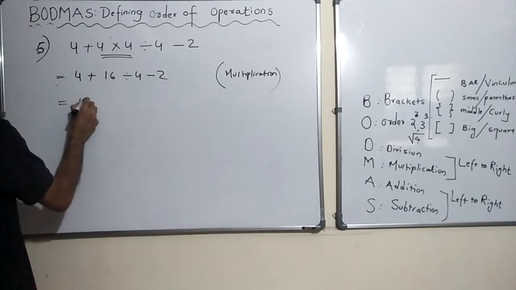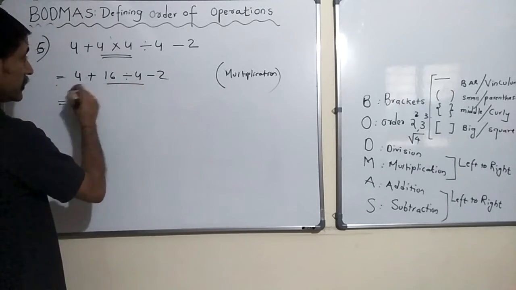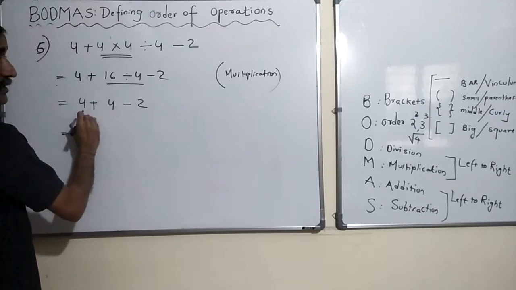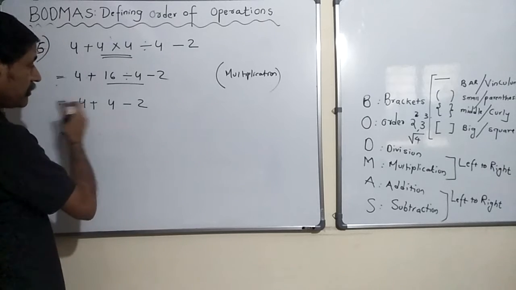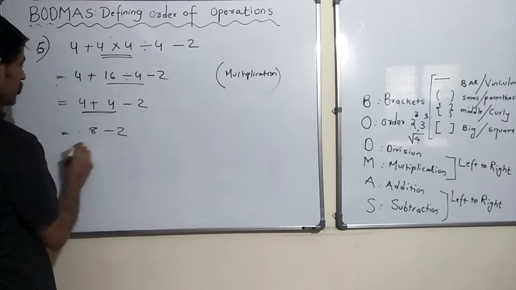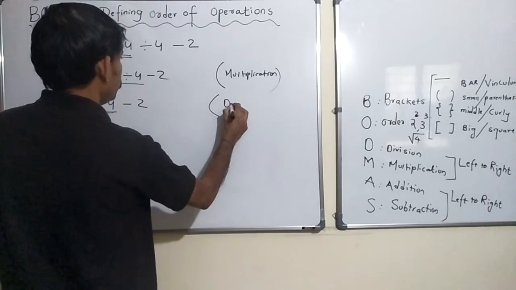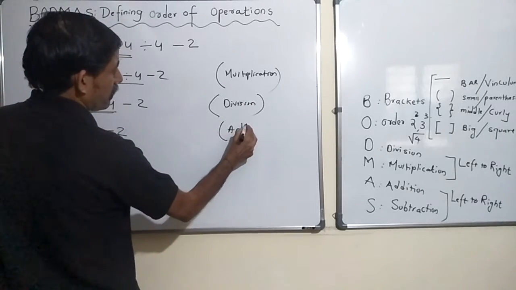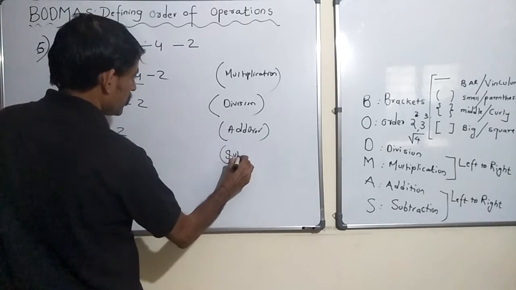Okay. Now 4 plus, I solve this because division has more priority than the others. So this becomes 4 minus 2. Addition and subtraction both have the same priority, but we follow left to right. So I go with this. 8 minus 2 is equal to 6. Okay. So what did I do here? I did division, I did addition, and I did subtraction.